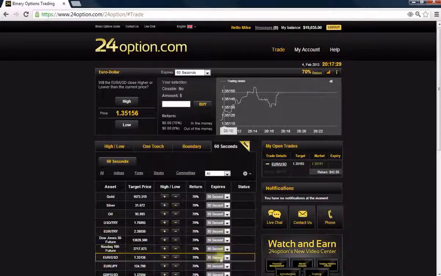So again, we're going to go to the Euro US dollar. We're already open on the Euro US dollar. Let's just take a look at our balance, $19,035.